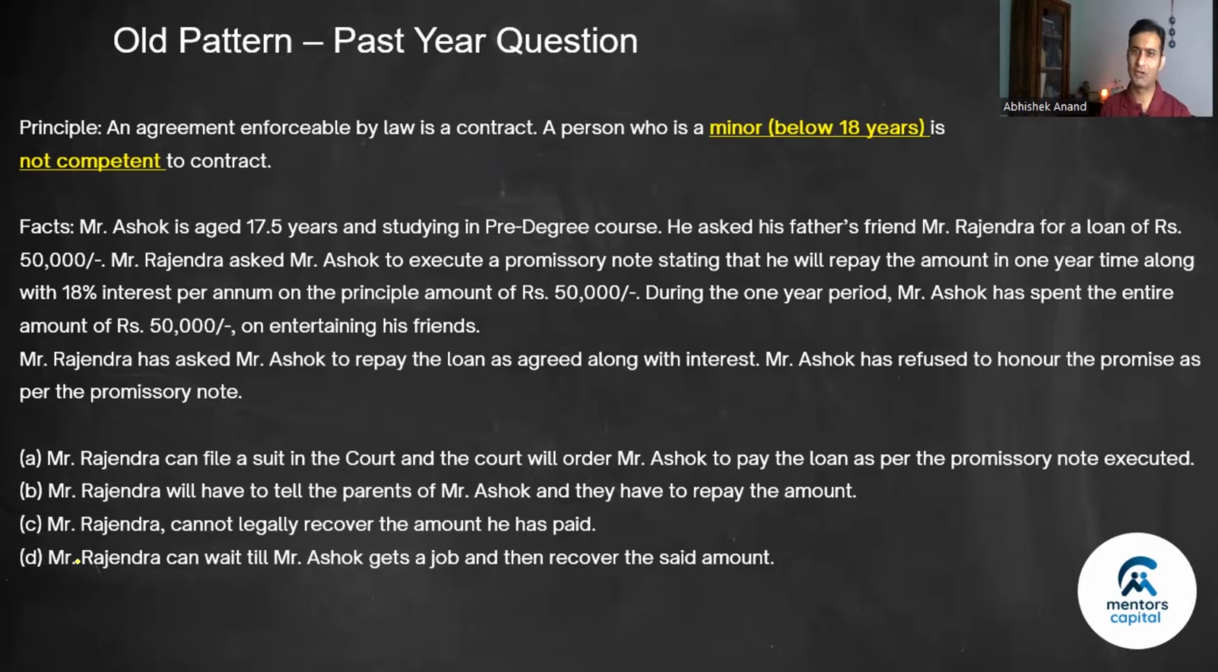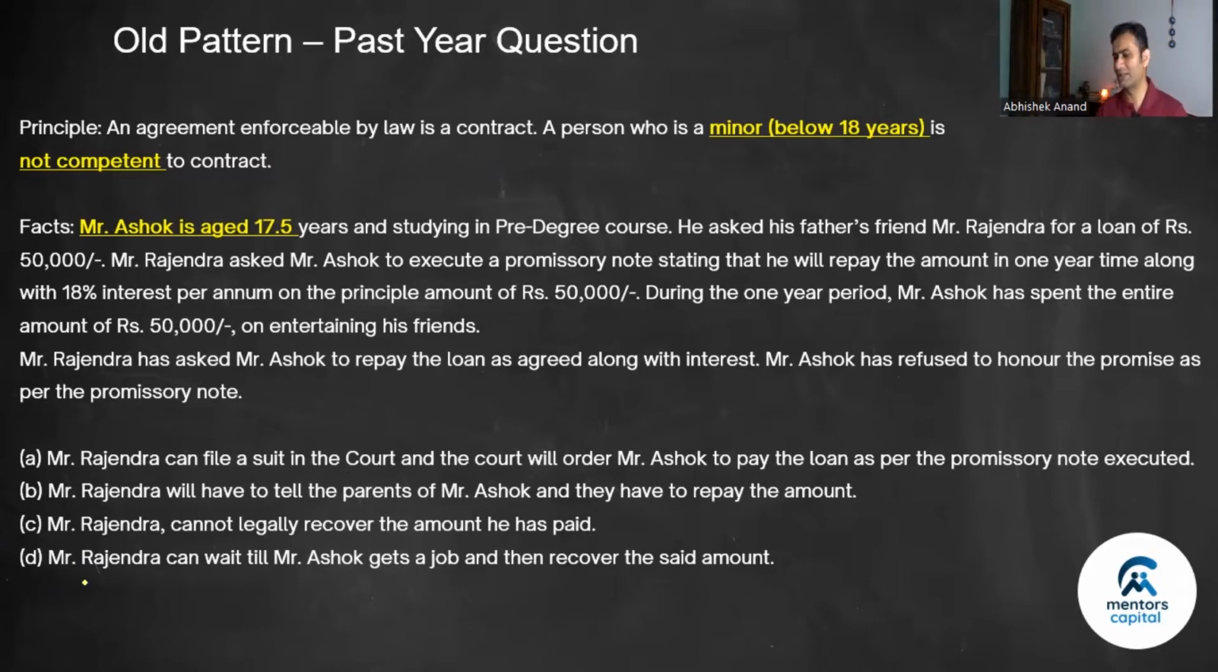So if you're a minor, you cannot enter into a contract. Now, Ashok is aged 17.5 years, which is less than 18 years. So he's a minor, he's not competent to contract. So if you enter into a contract with him, that is not enforceable. So of the choices that we have, C becomes the correct answer here, because if I apply the condition, he cannot legally recover the amount he has paid because Ashok was not competent to contract. So this is an old pattern question, in which the principle was given to us categorically, and we have to apply the principle to the fact situation and come to a decision.